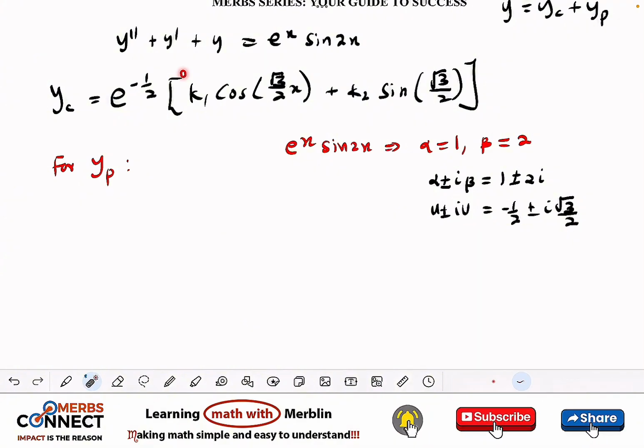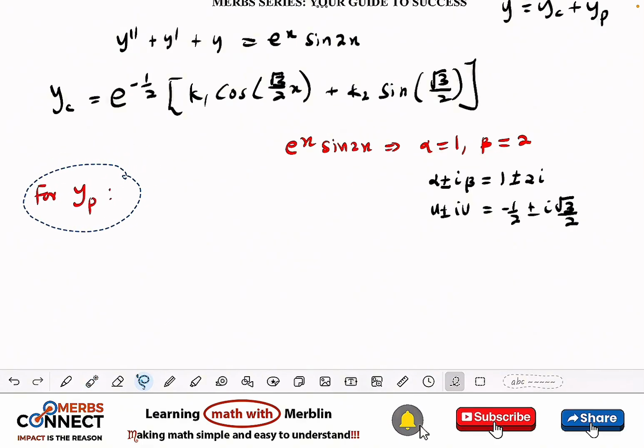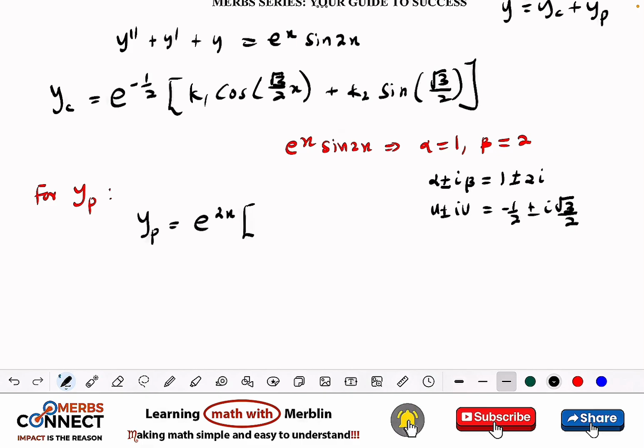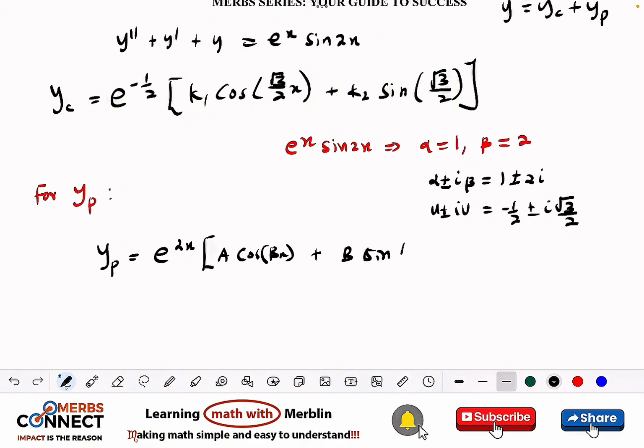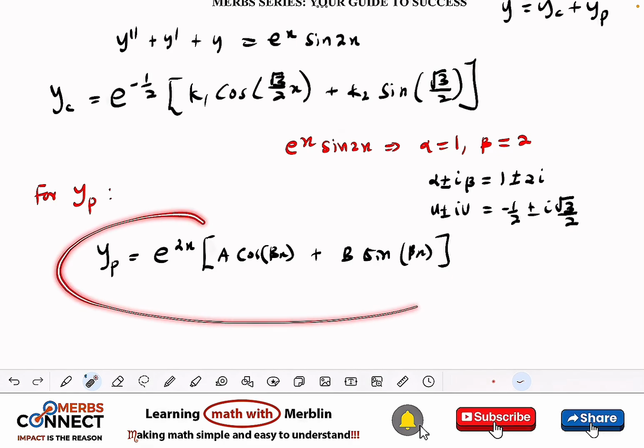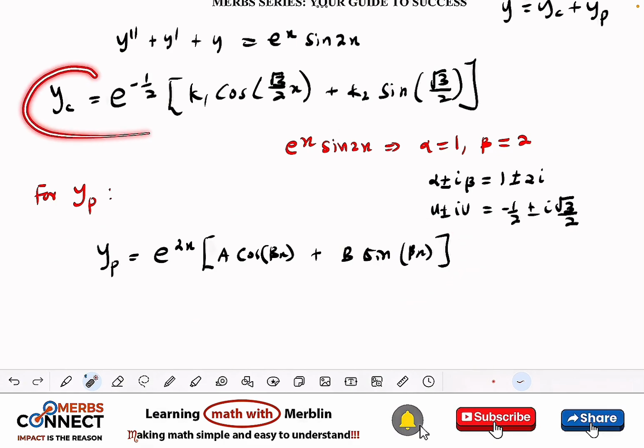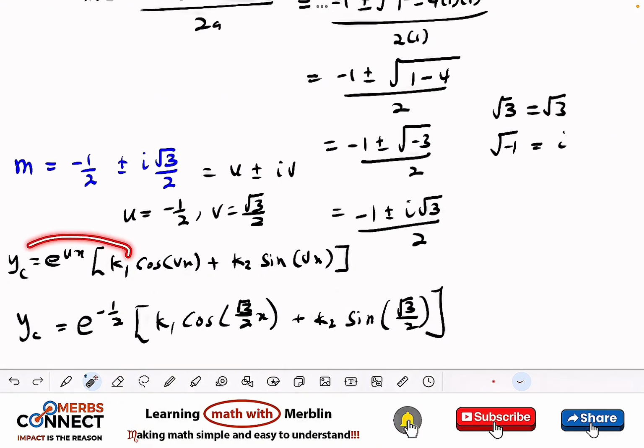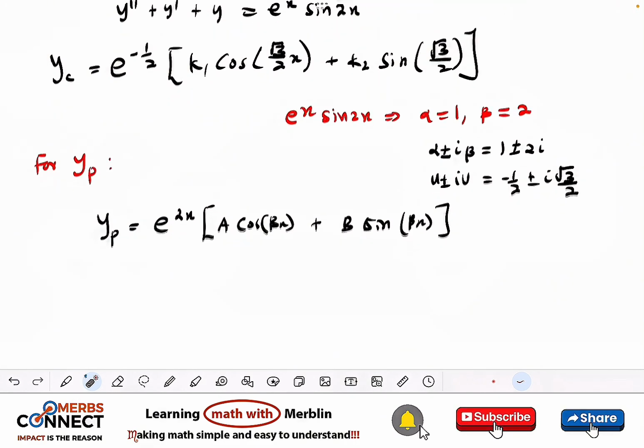So our trial solution is the same form as this, but here we are using alpha and beta, because this is the particular solution, instead of using u and v. So the particular solution will be equal to e to the power alpha x in bracket. We can use a different constant, so let me say I'm using a for this, and I'm going to have a cos beta x plus b sine beta x. So that is how the trial solution is going to be. The trial solution is basically of the same form as the one we did for the complementary aspect, but here we are changing u to alpha and v to beta, and we are changing the constants too.